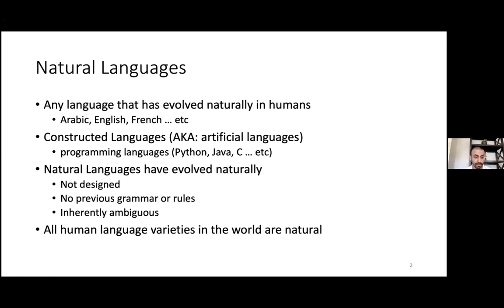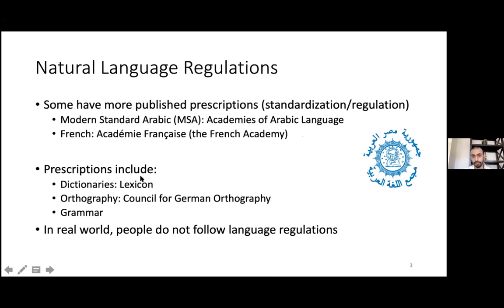Also, it's worth mentioning that all human language varieties in the world are natural. However, there are some efforts to standardize languages. Some languages have more standardization than others. For instance, Modern Standard Arabic or Fusha has different language academies. French also has the French Academy, while English does not have an academy that regulates English.